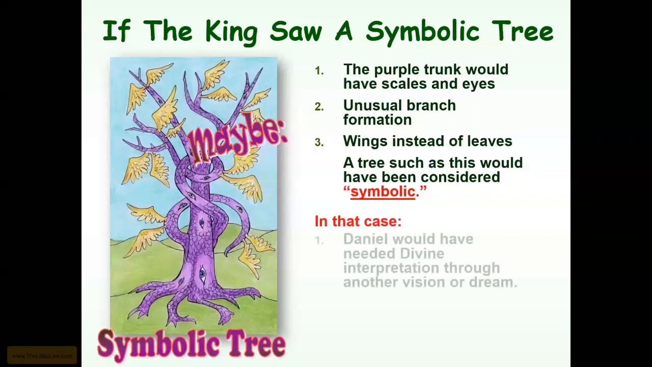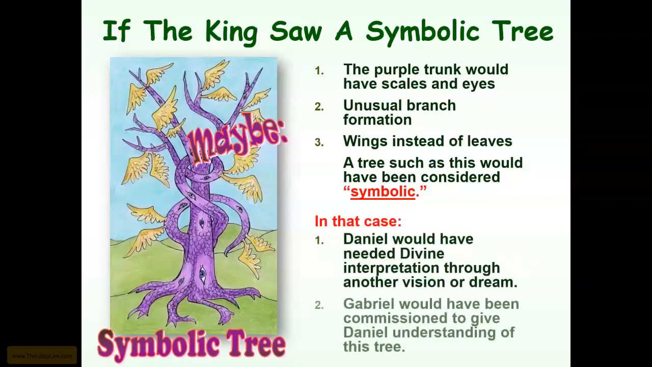In that case, Daniel would have needed a divine interpreter bringing him the interpretation through a personal vision or dream. Or Gabriel would have been commissioned to give Daniel understanding of a symbolic tree such as this. That leads us to the next question. So this symbolic tree would have required assistance from a divine being giving interpretation, or Gabriel.